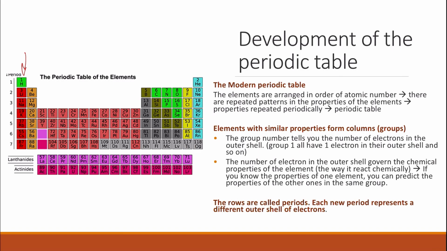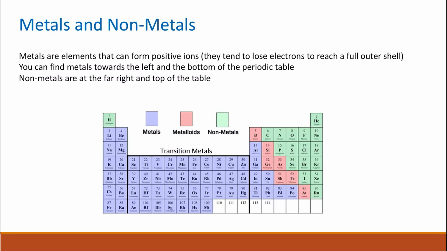The rows, however, are called periods. And each row or each period will represent a different outer shell of electrons. In the periodic table, we can find metals and non-metals. Most of the elements in the periodic table are metals. Metals can be found mainly on the left, while the non-metals can be found on the right.